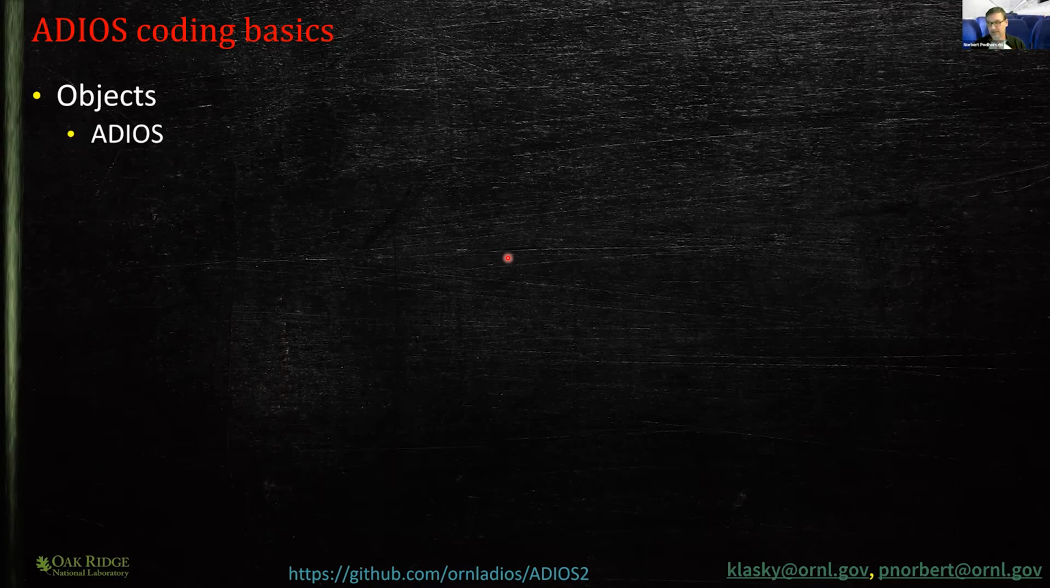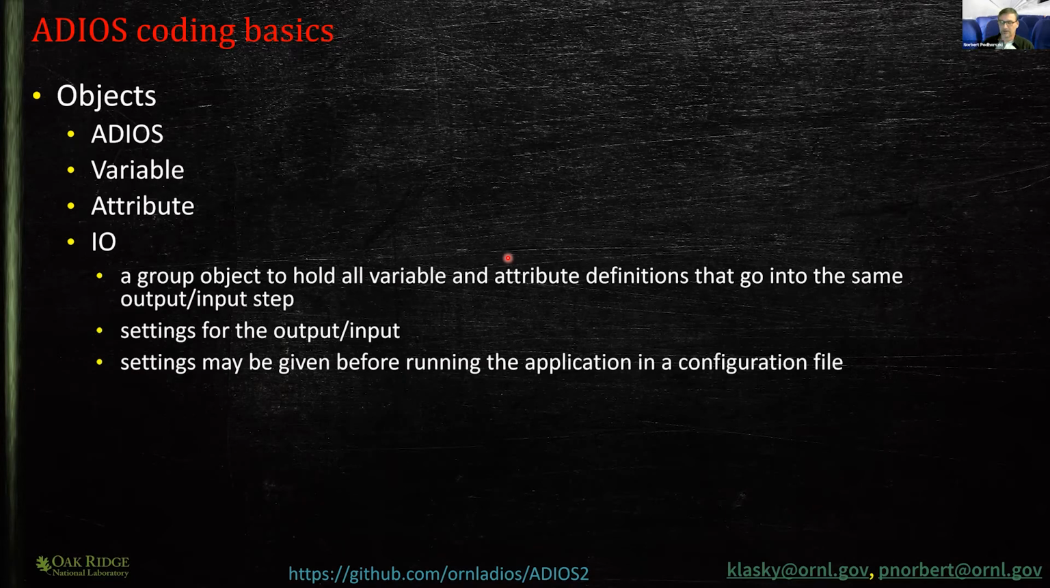The first object is the ADIOS object that you have to initialize, just like MPI init. You have to create an ADIOS object, and then all the functions will be available under it. You can create multiple of them if you want, but one is usually sufficient. Then we have a variable object for every multi-dimensional distributed array, and an attribute object for every attribute. And then we have the IO group that holds together all the variables and attributes that form a step that goes into an output or comes in from an input.